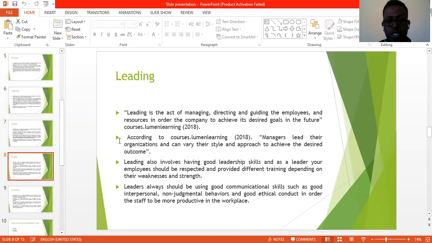According to Course Element 2018, managers lead their organizations and can vary their style and approach to achieve the desired outcome. Leading also involves having good leadership skills, and as a leader, your employees should be respected and provided with different trainings depending on their weaknesses and strengths. The leader's role should always involve good communication skills, such as good interpersonal communication and non-judgmental behavior, and good ethical conduct, in order for the staff to be more productive in the workplace.